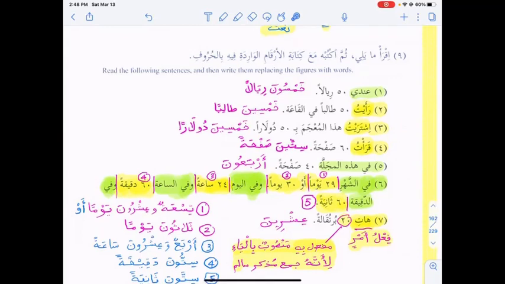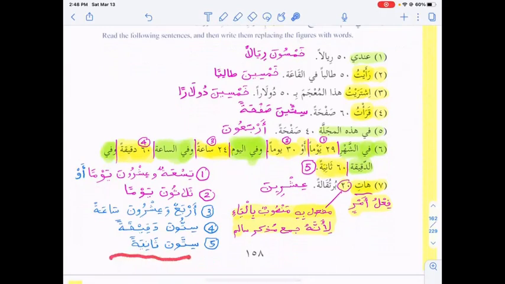Now, fi shahri. There are five things here. In the month, there are 29 days or 30 days. So this is jar majrur shibu jumla khabar, and then 29 will become mubtada, or 30 will become mubtada. So what will you say? Fi shahri tis'atun wa ishruna yawman. Tis'atun wa ishruna yawman.